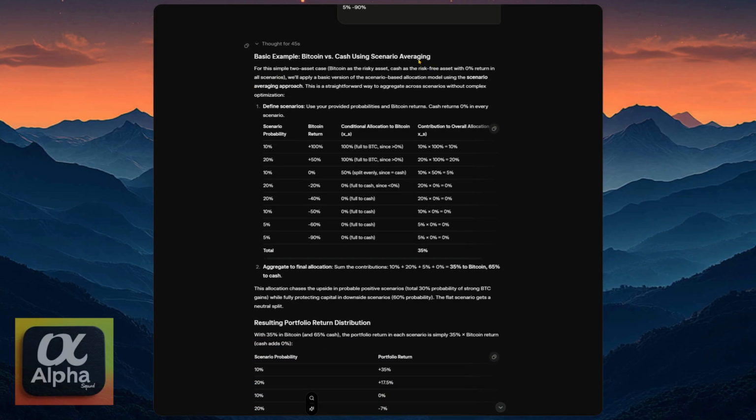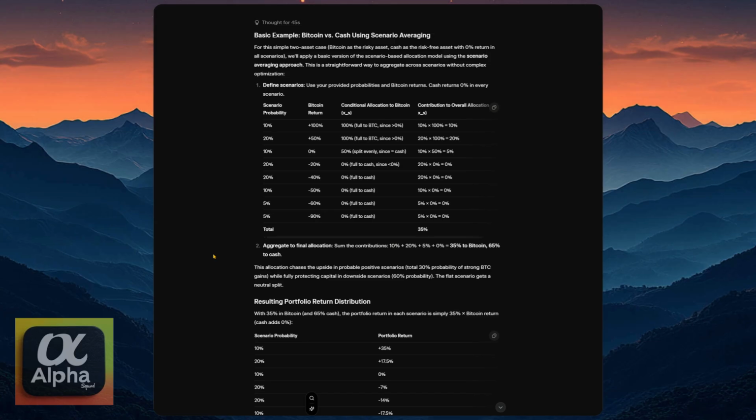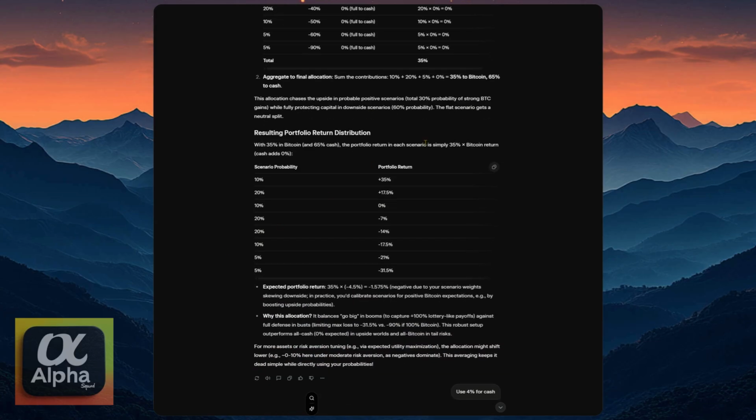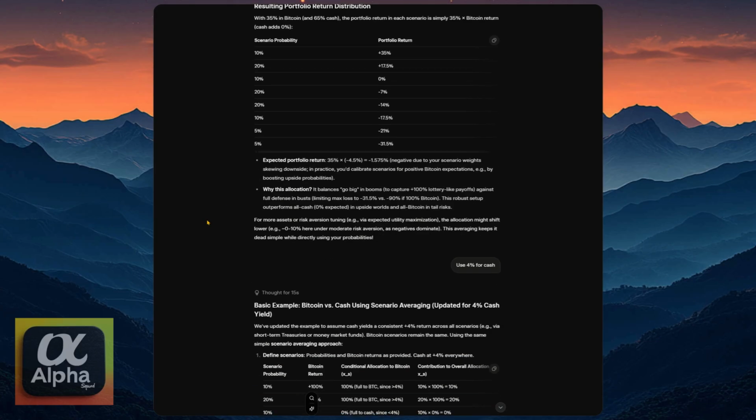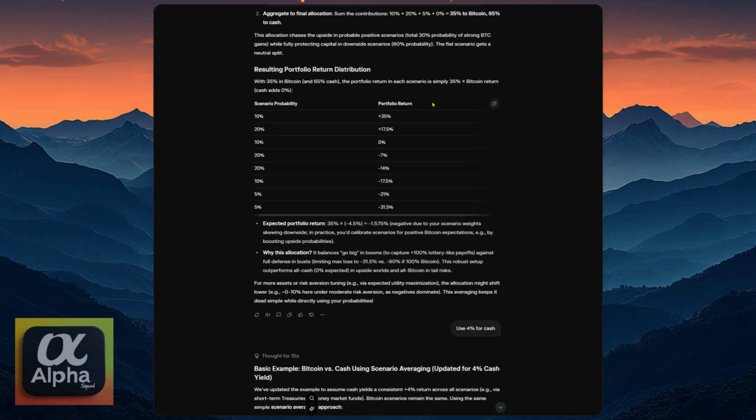So by just plugging in those numbers, it arrives at a ratio of 35% to Bitcoin and 65% to cash. That's just if you want to have Bitcoin versus cash. But then it gave me cash at 0%. So I asked it, put 4% at cash. Because see, this is how the machine thinks. This is how institutions think.